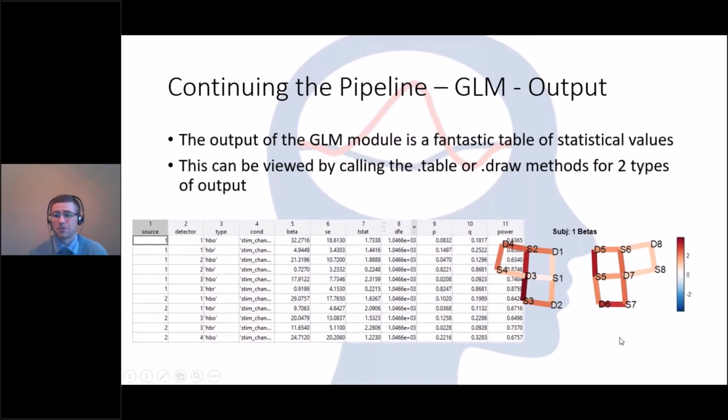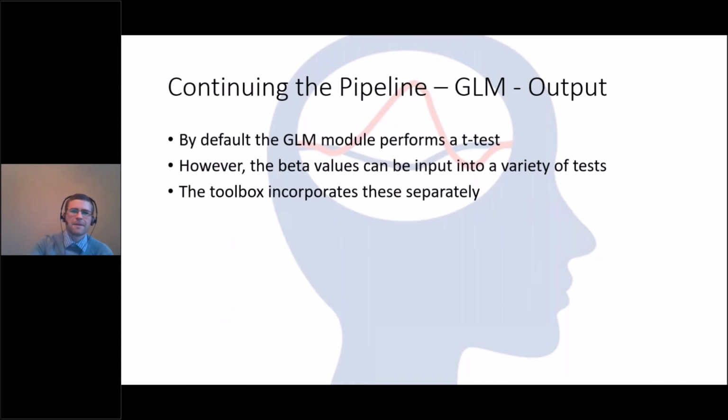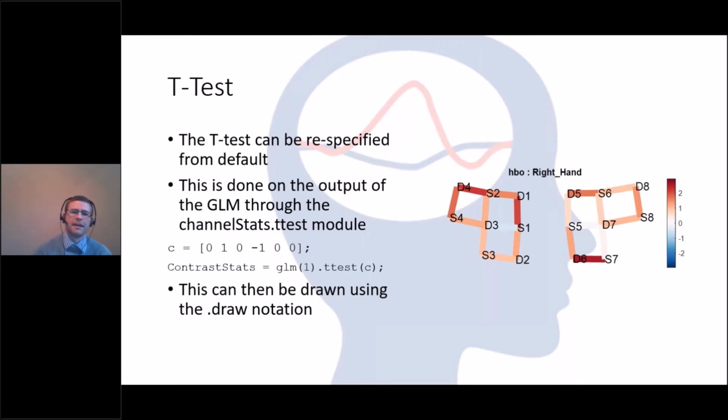The other option you have is to actually print the beta values. Essentially, you would have the output of the GLM dot draw. When you draw it, it will either draw betas or T statistics, and within that, there's a parameter for selecting beta or T statistics. So as I mentioned, by default, the GLM module performs a t-test. You can also select to run other sorts of tests, f-tests, something like that. If you want to run the t-test separately, you want to actually contrast different things than what it defaults to. This is how you would do that.